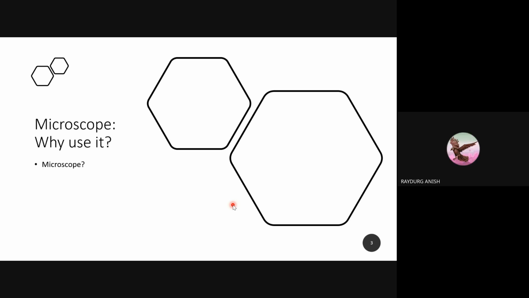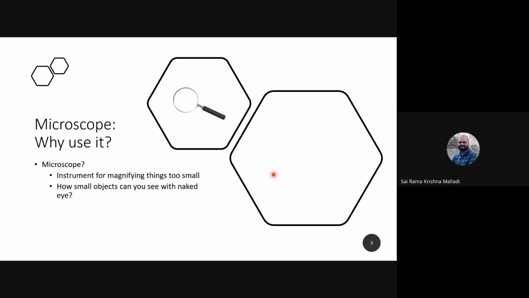To observe the microparticles, cells. Any device that you can use to see features which are not visible to the naked eye, you can call it as a microscope. Okay. So, for example, if you see this, this is the simplest microscope you can think of, a magnifying lens. Yeah. Any idea who invented the very first microscope?